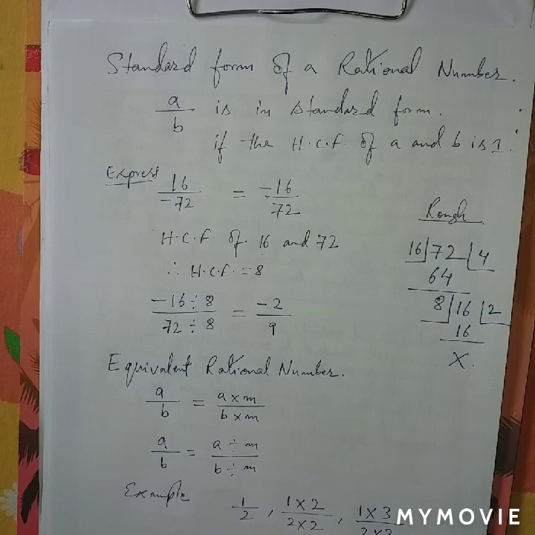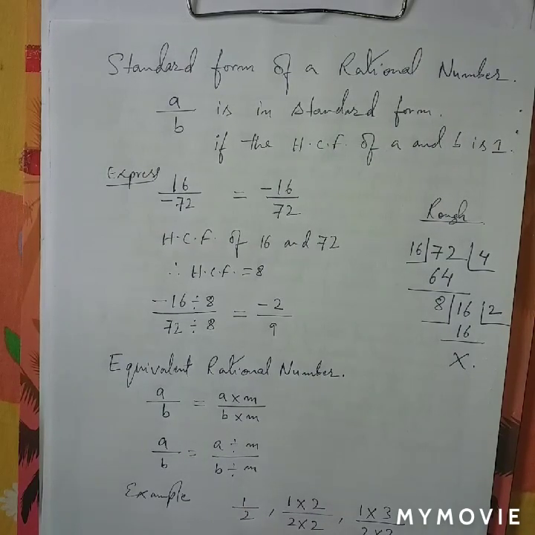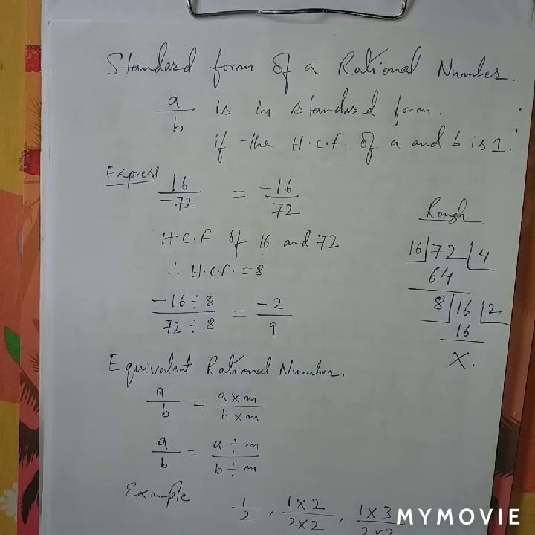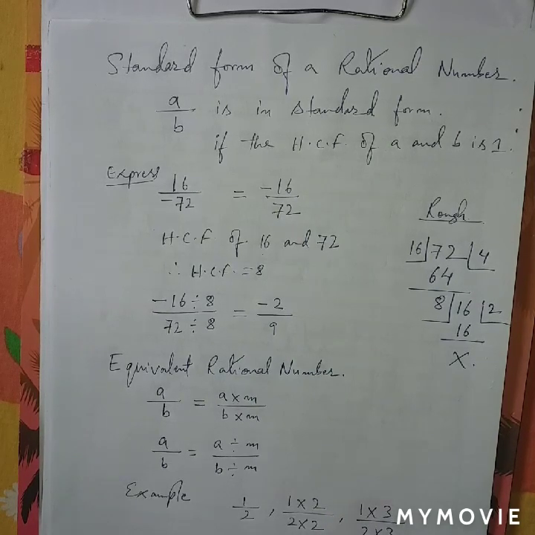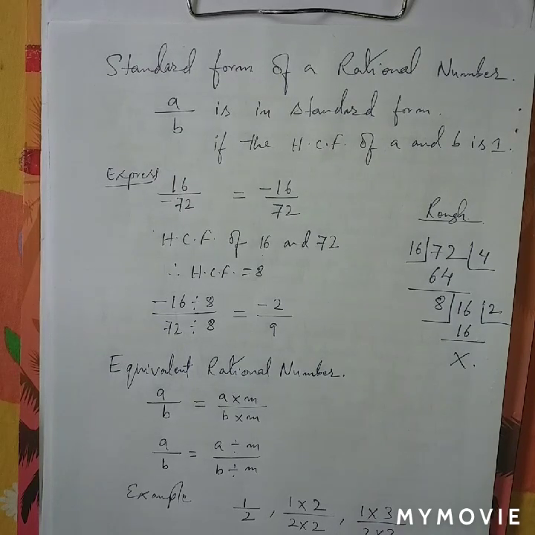And for division, suppose a rational number 8 by 16 is there, and we divide the numerator by 2 and the denominator by 2. What we obtain will be equivalent to 8 by 16, as this will also cancel and it will come as 1 by 2. Again, if we divide the numerator by 4 and the denominator also by 4, still the value will not change.